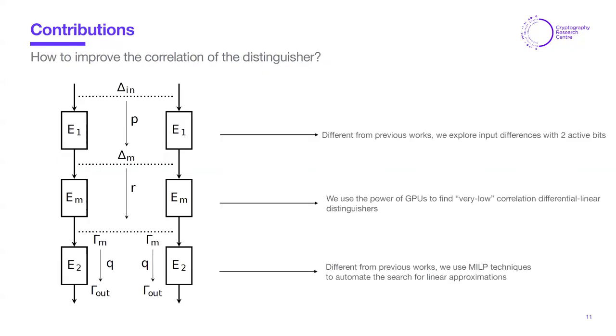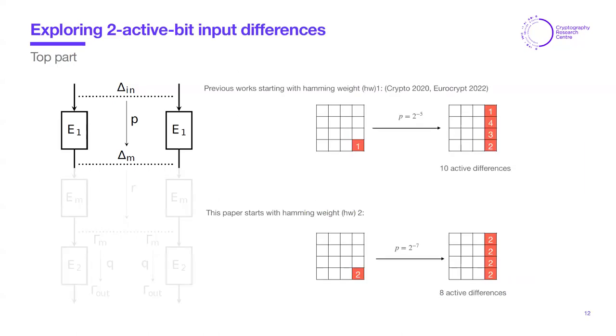So let's move then to our contributions. Regarding our contributions, we have contributions in the top, in the middle, and in the linear part. Specifically, different from previous works, in our work we analyze a one round differential trace for the top part, starting with two active differences, different from other works that use only one active difference.